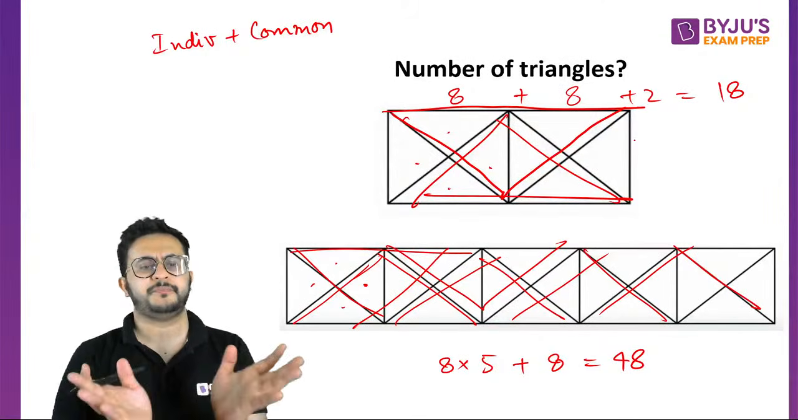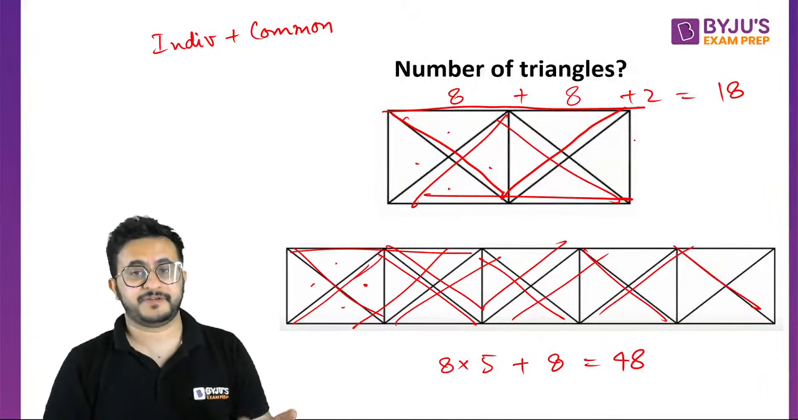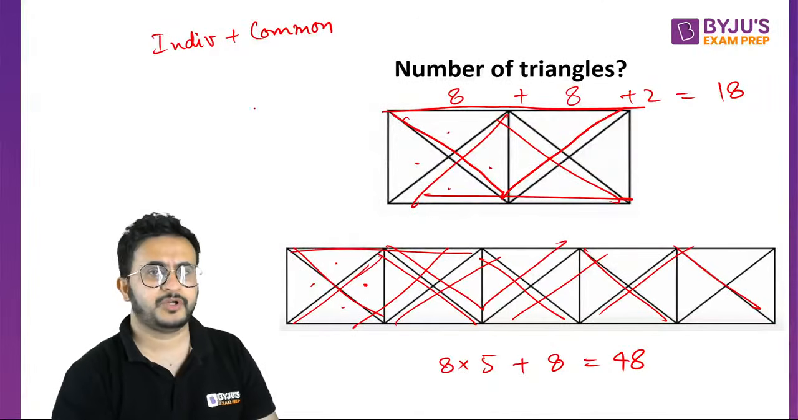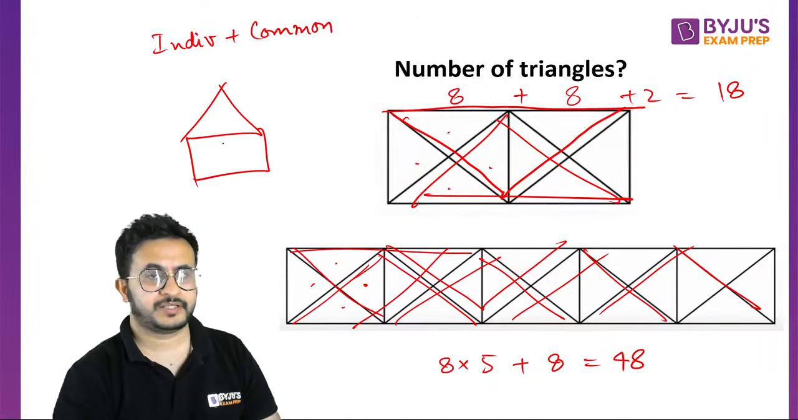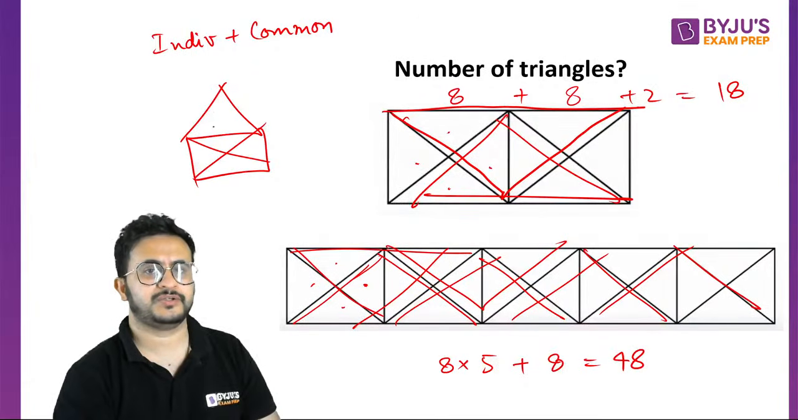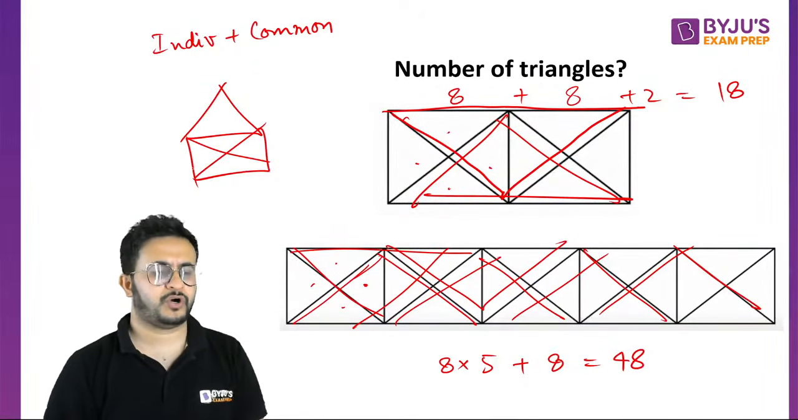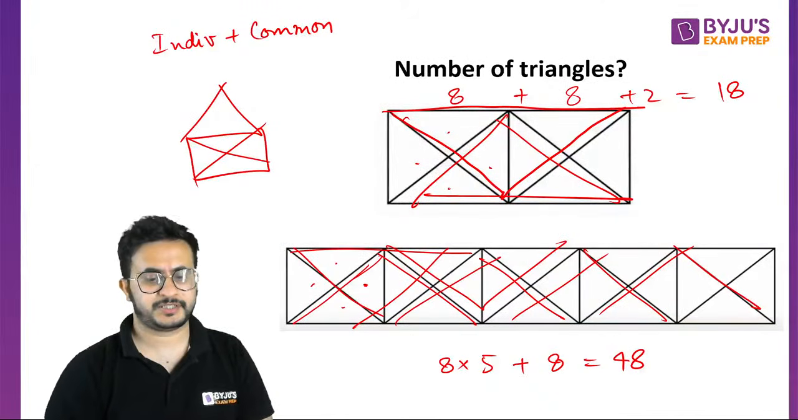So whenever you have a combination of figures, it could be any figure. It could be like this square shape, or this shape on top of this, or something like this. You have to see how many common triangles are also present in that.